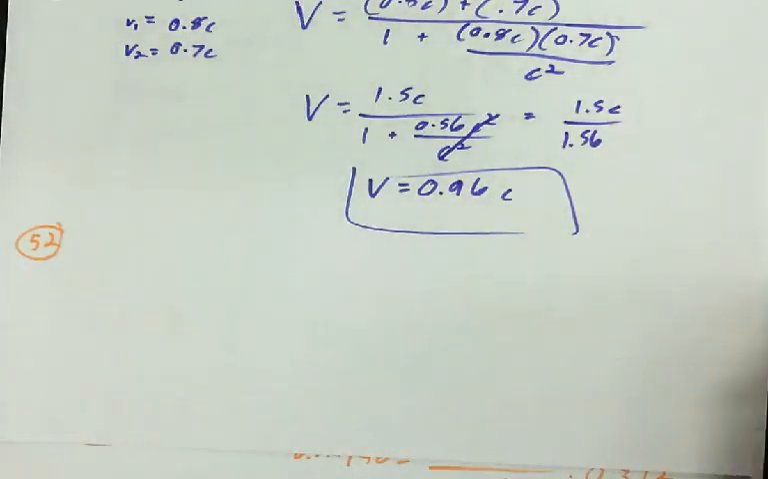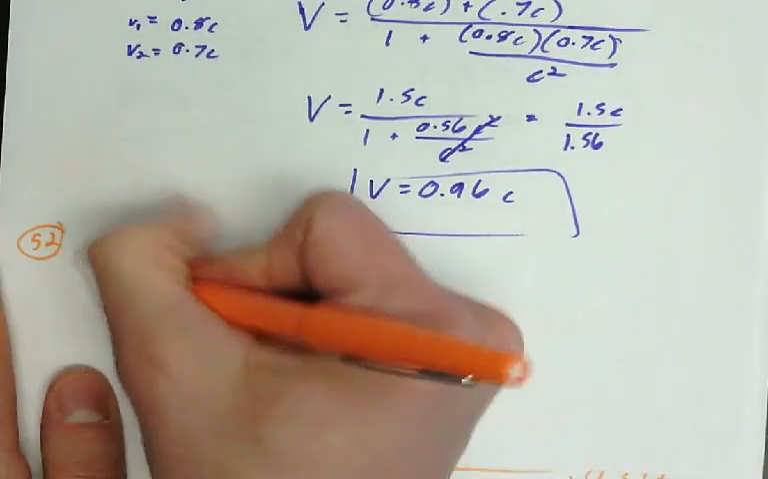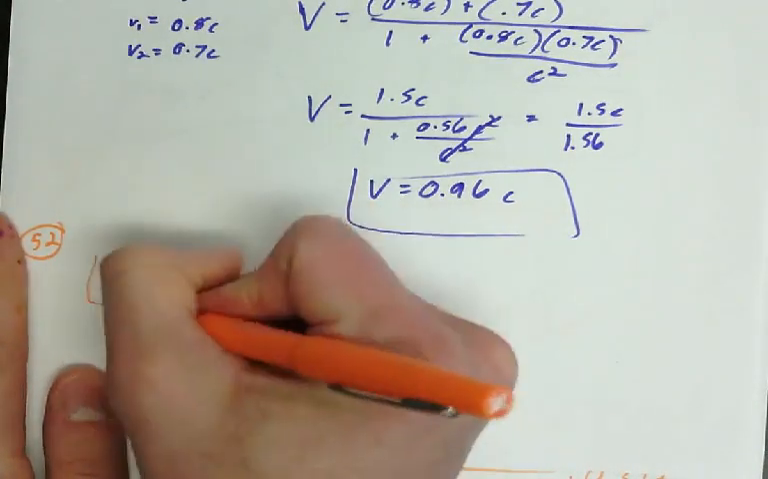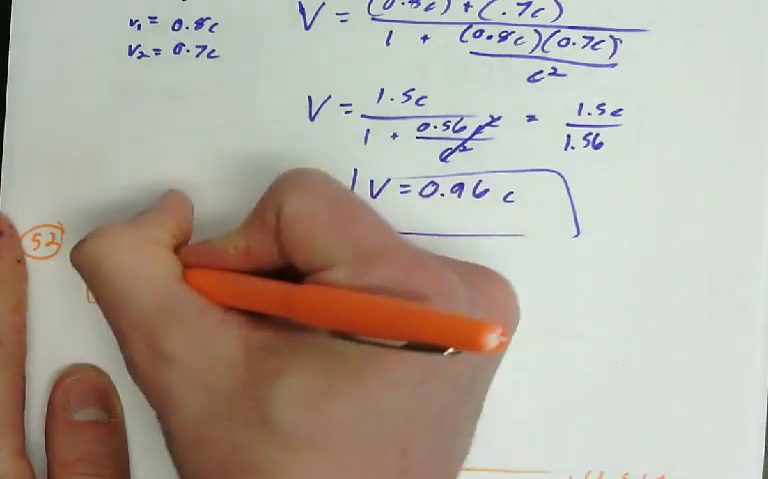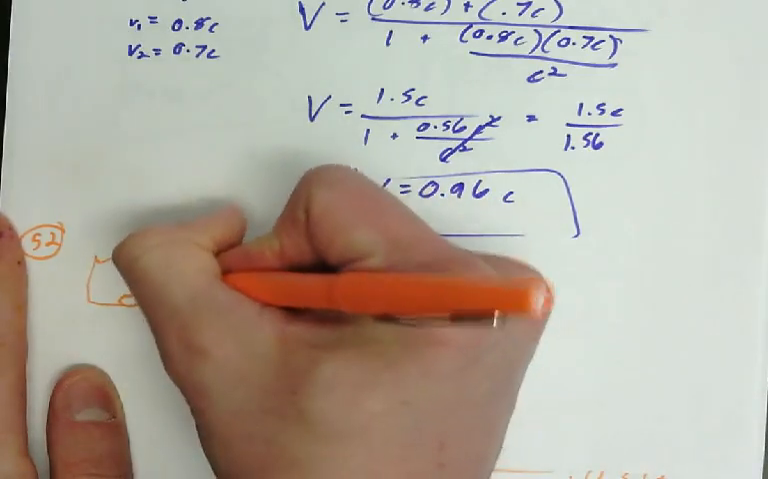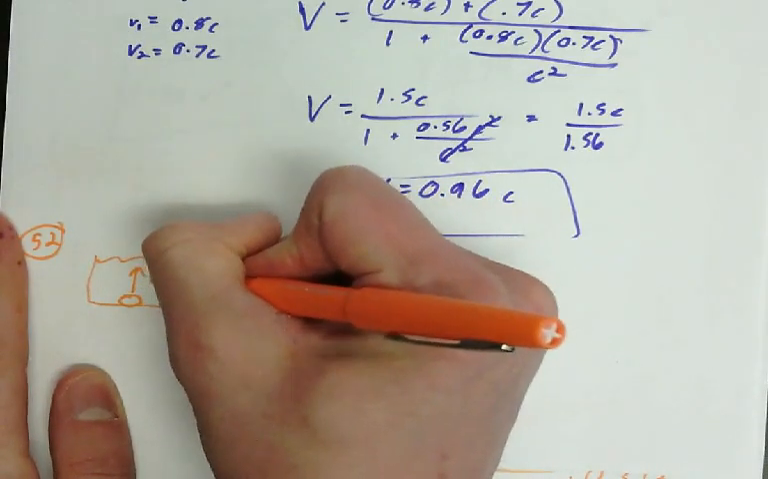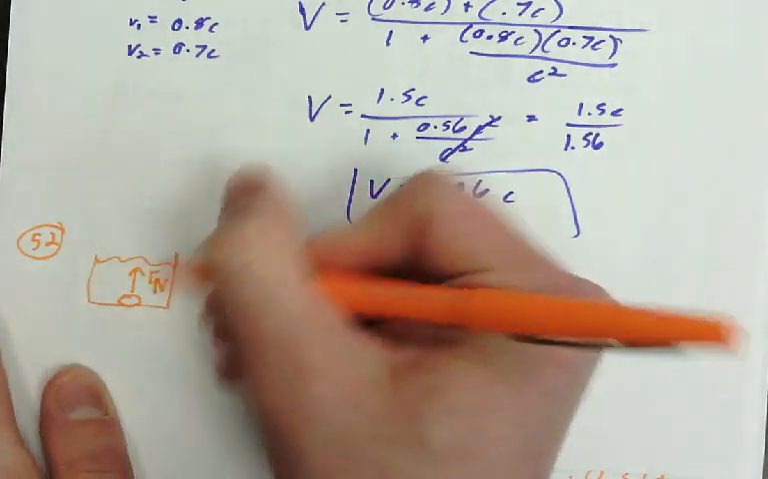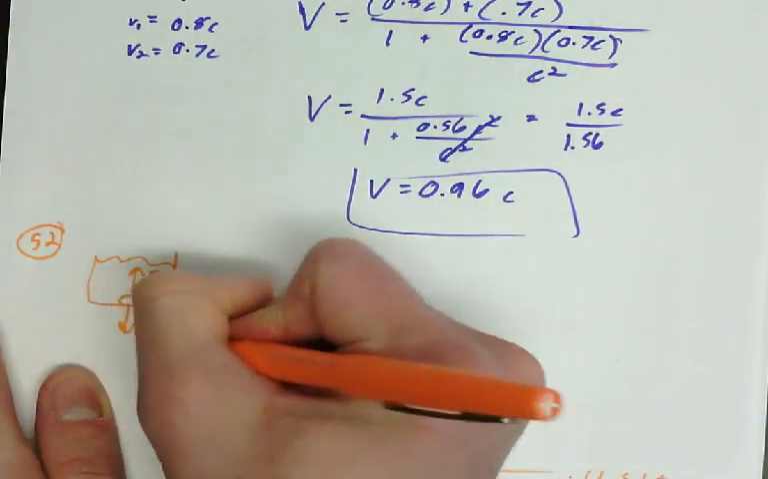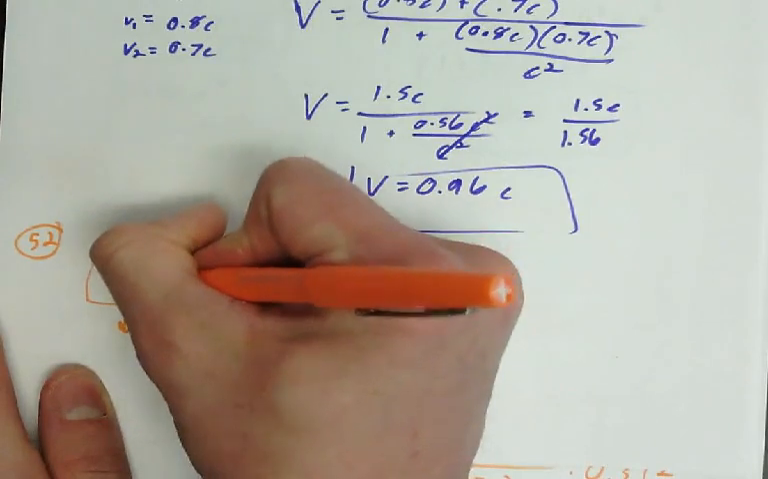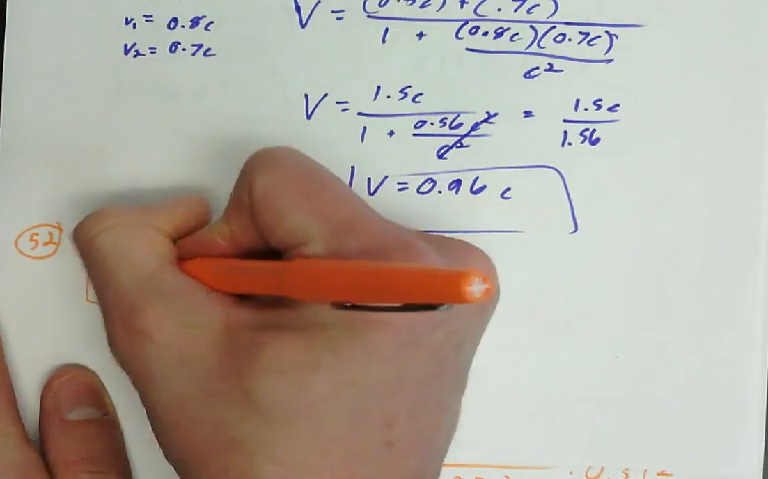Okay, so first things first, draw your diagram. So here is my tub of water. Here's my ring. We've got normal force acting up, force of gravity acting down, and there's also the buoyant force acting up.